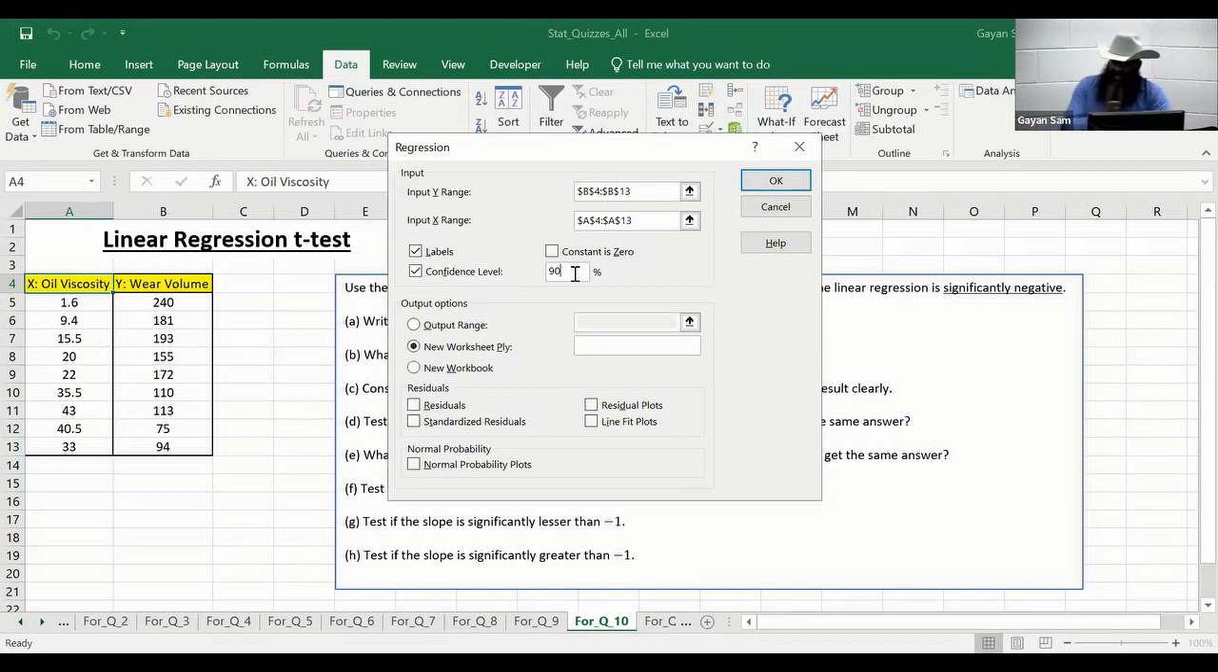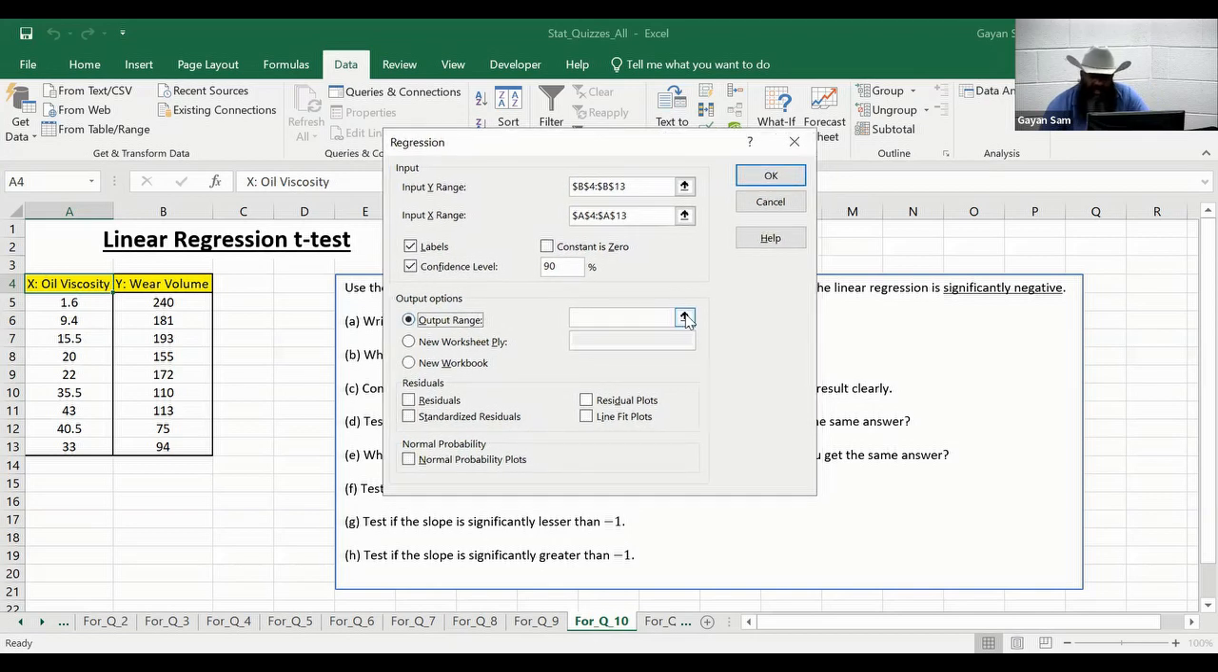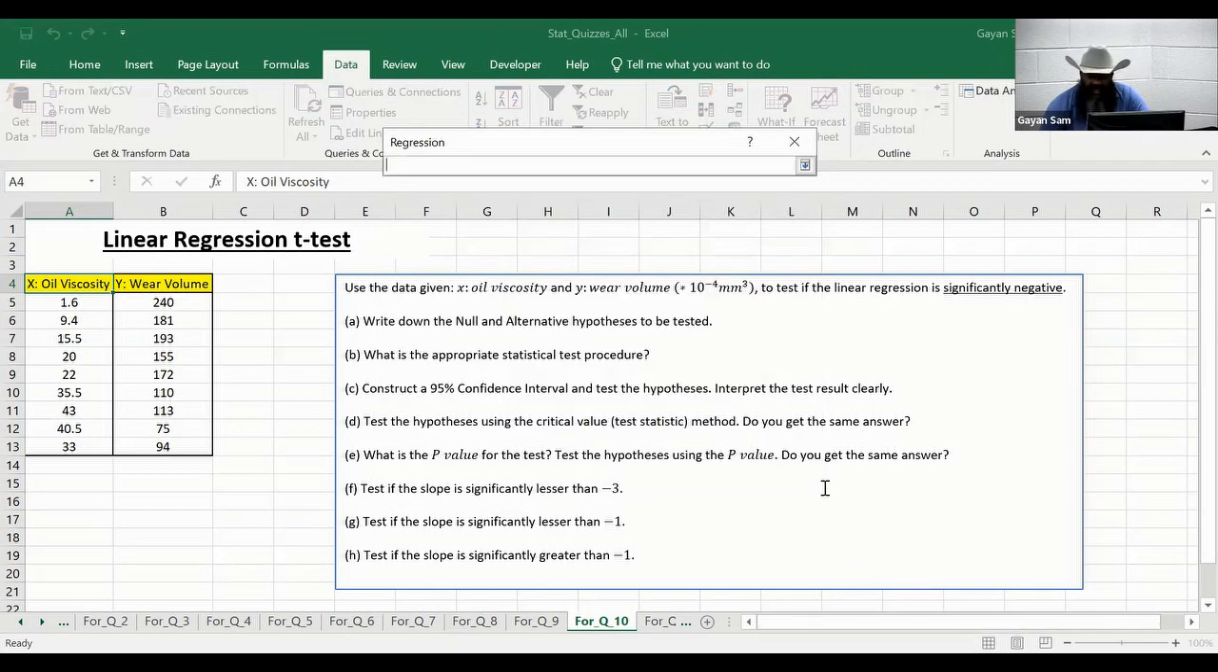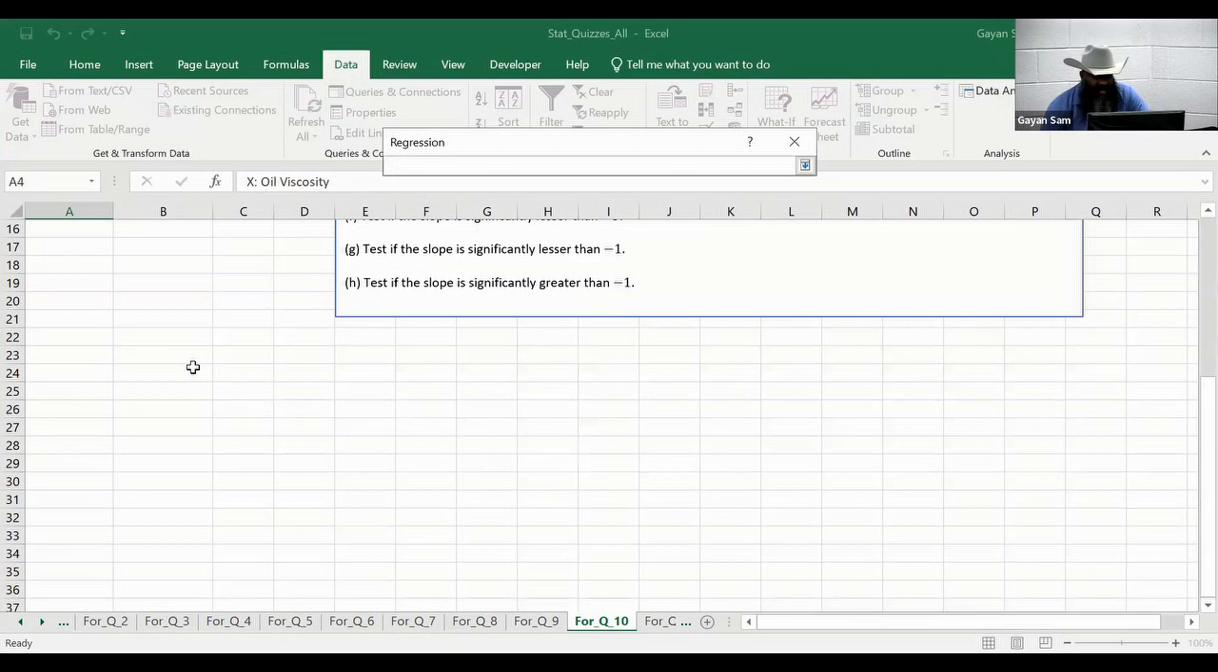Even though I changed that from 95% to 90%, MS Excel will also give me the 95% default confidence interval for the slope. Output range, I would like to have the output on this Excel spreadsheet itself. So I'm going to check this little circle, click on this little arrow, and simply select a cell outside of the data range. I will select an empty cell somewhere here. Click on this arrow again, or simply hit enter.